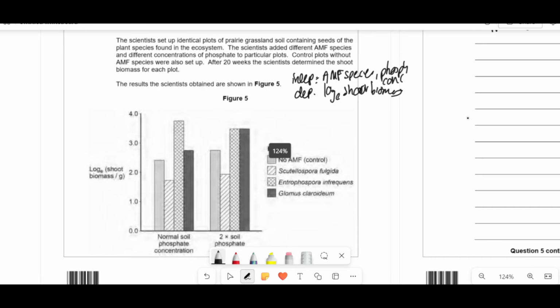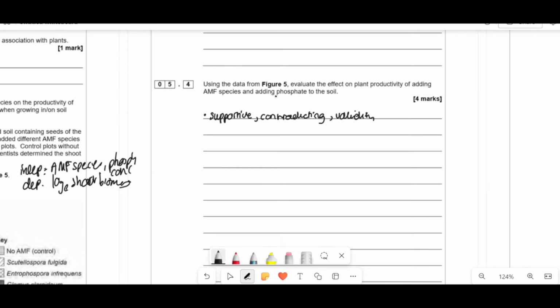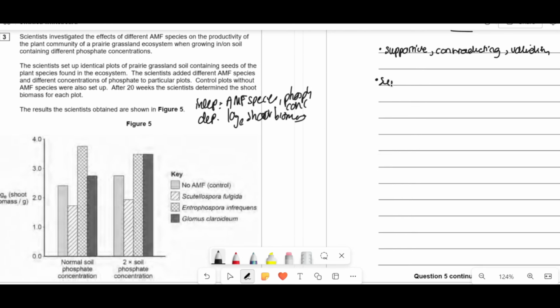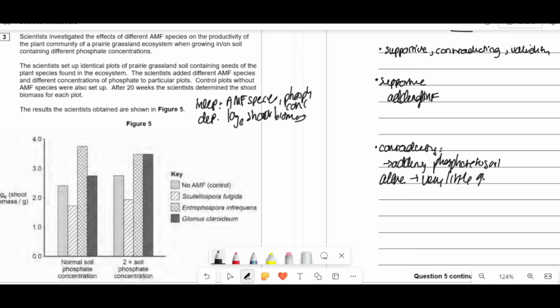So here, we need to look at what's supportive of the statement, really being that phosphate and AMF affect plant productivity, right? So if you look at what's supporting this statement, let's do it bit by bit. If we're adding AMF first, so there's no AMF, it's a control. If there's no AMF, there's barely any difference, there's a slight increase here. So already that's kind of a contradicting thing because there's barely any increase. So contradicting, adding phosphate alone to soil alone has a very little increase in biomass, right? Here and here, there's barely anything.